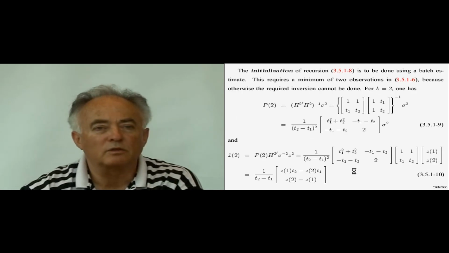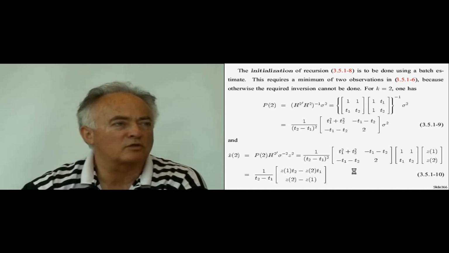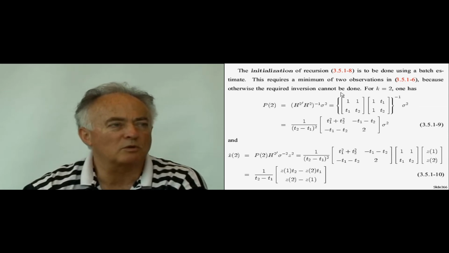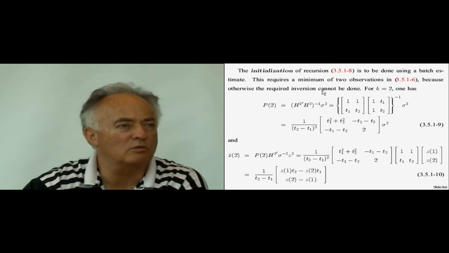As indicated, whenever you have a recursion, you have to initialize. Now what we have is a two-dimensional parameter vector, which would have to be initialized from a minimum of two observations, because otherwise you cannot solve. With one observation, you cannot solve for two unknowns.